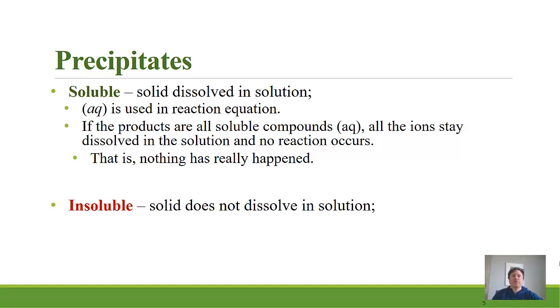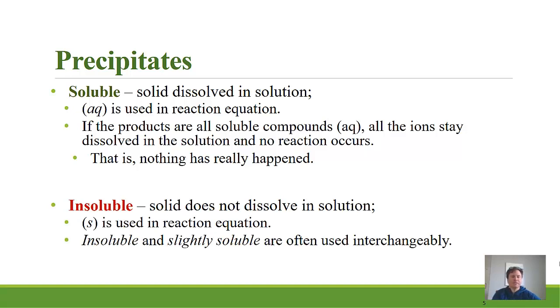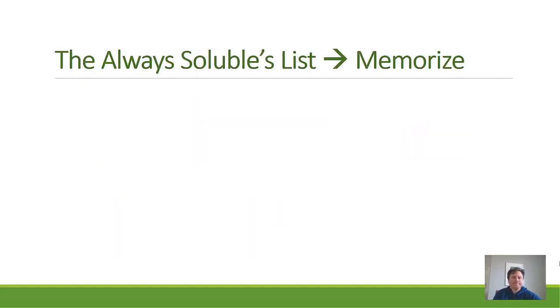Now, insoluble means it's not soluble, which means it doesn't stay broken apart. In fact, it's going to form a precipitate. It forms a solid, and we use S to represent this. Other terms you'll hear used are insoluble or slightly soluble. Basically, they mean the same thing. If something's slightly soluble, only a little bit of it breaks apart, so we consider it to be a precipitate, at least from our perspective.